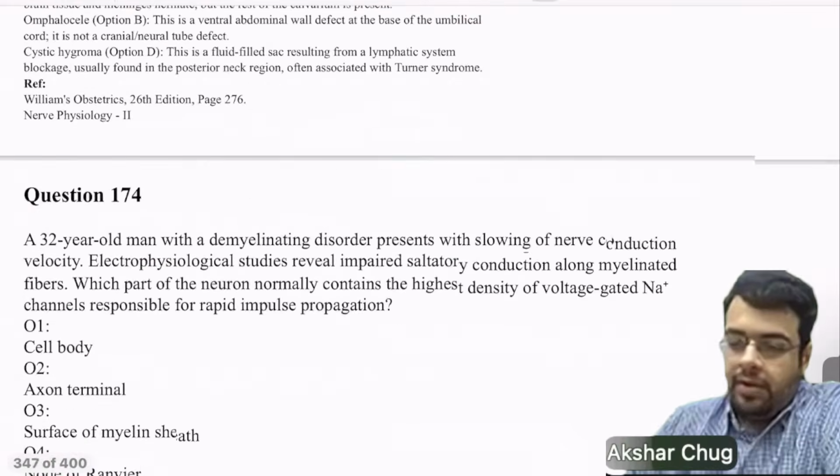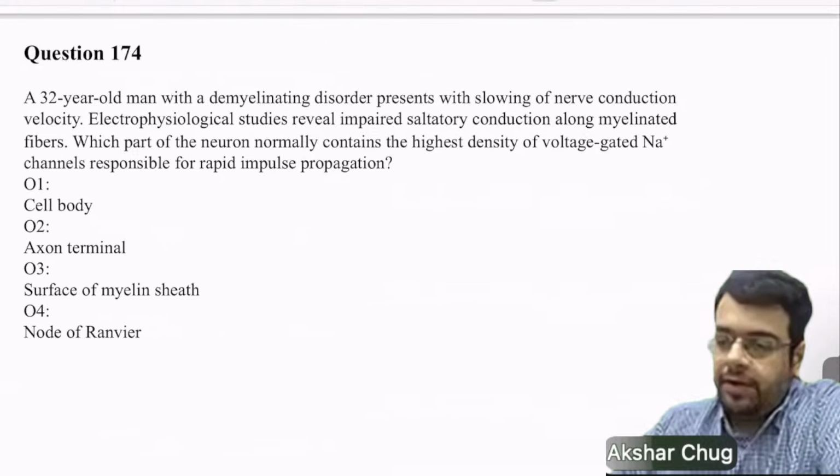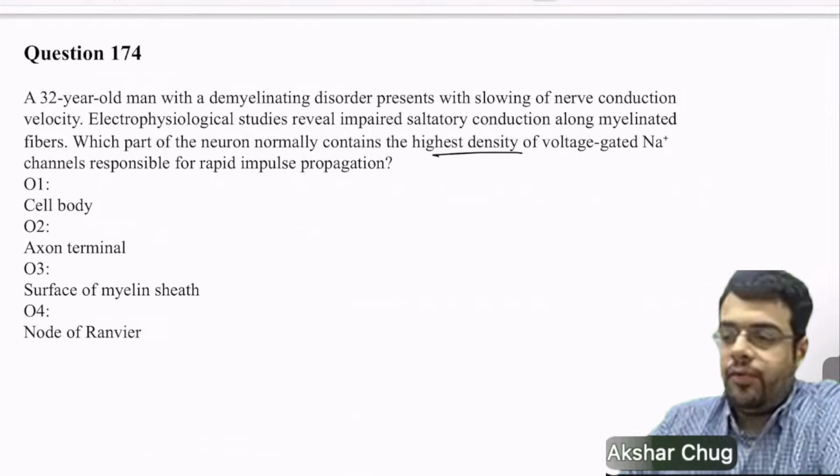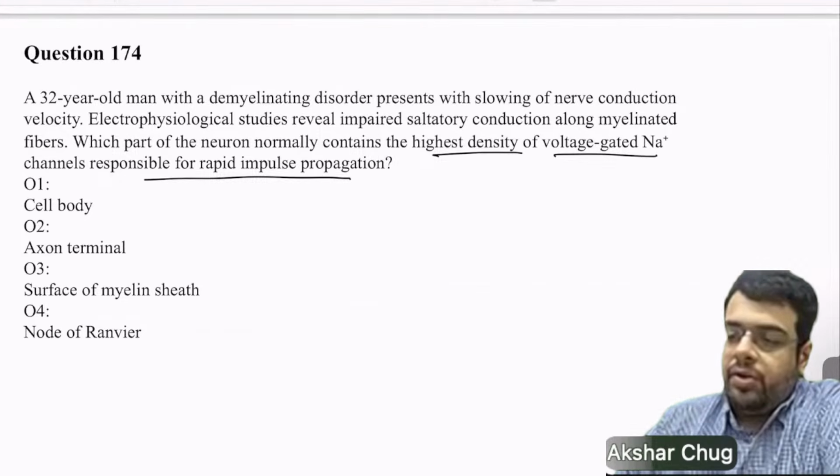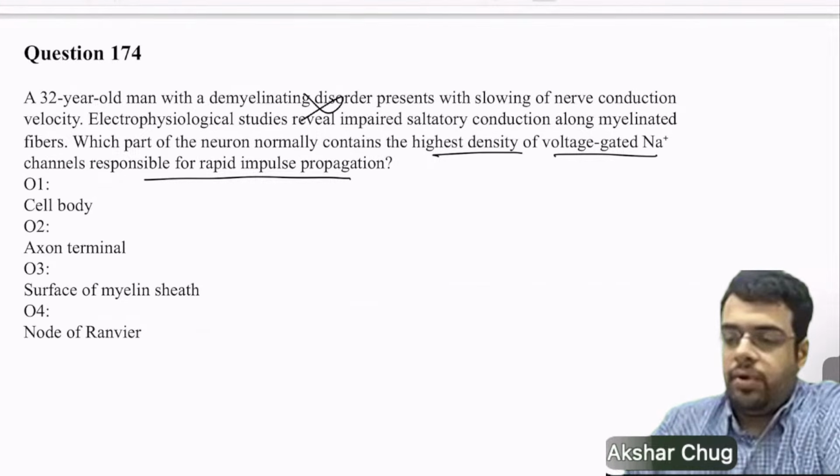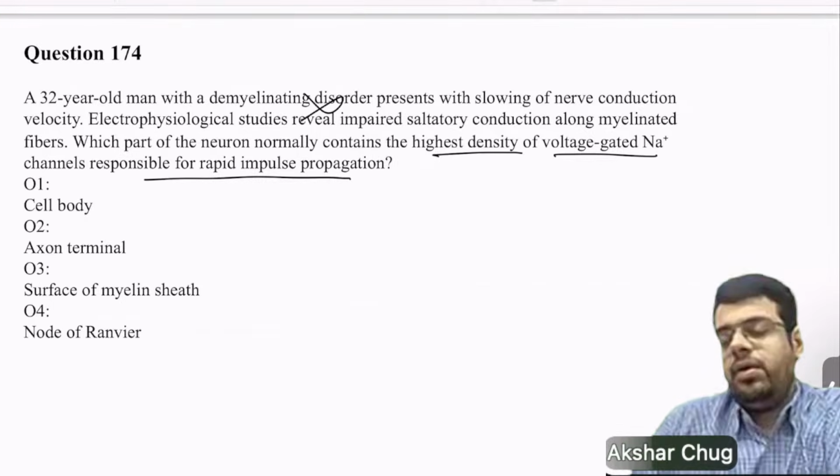Question 174. Which part of the neuron normally contains the highest density of voltage-gated sodium channels responsible for rapid impulse? So again, we are given a history which is of no importance. We are just asked about the highest density of voltage-gated sodium channels.